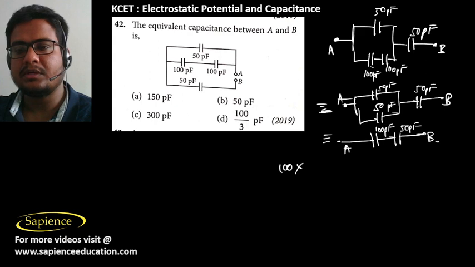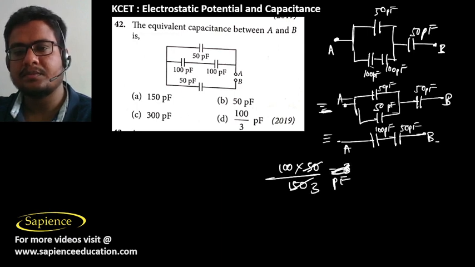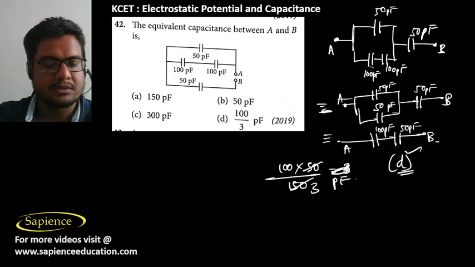So 100 picofarad and 50 picofarad are in series. Their equivalent will be 100 into 50 by 100 plus 50, which is 5000 by 150, so 100 by 3 picofarad. So option D is the correct answer.